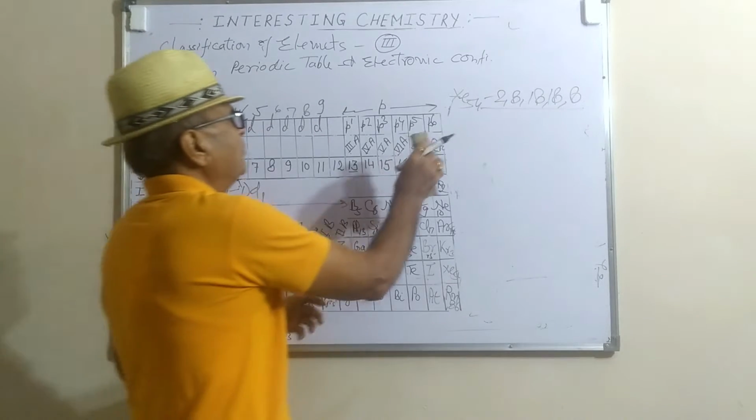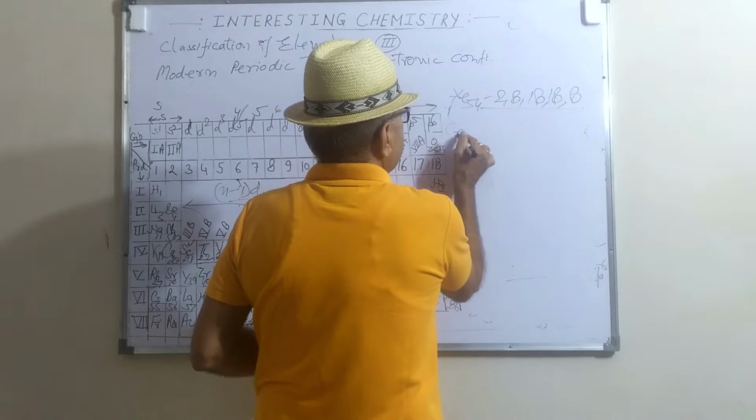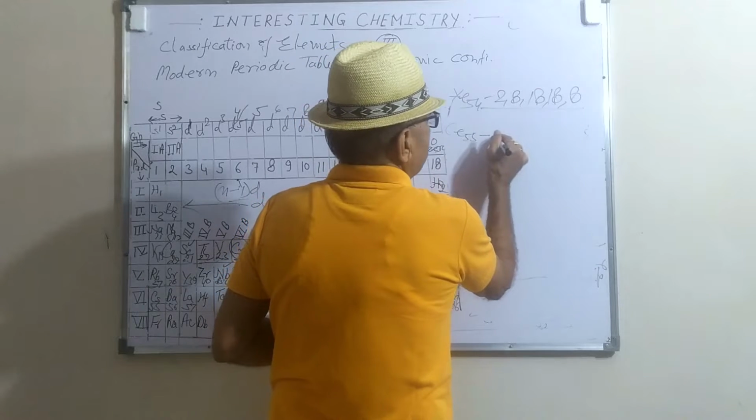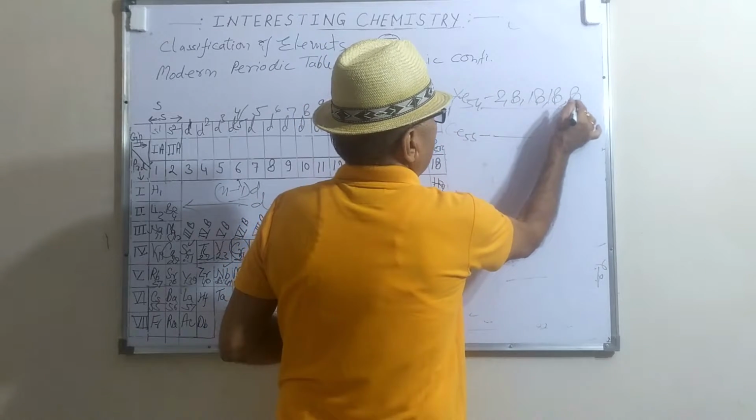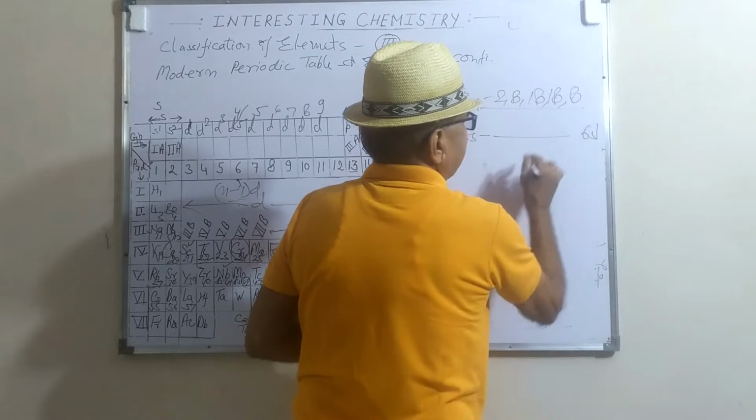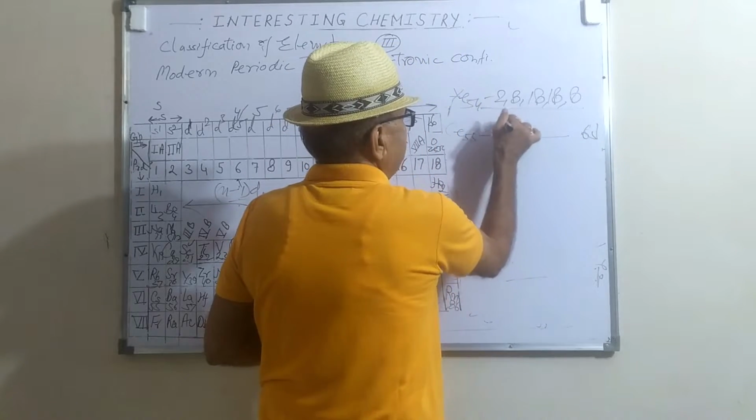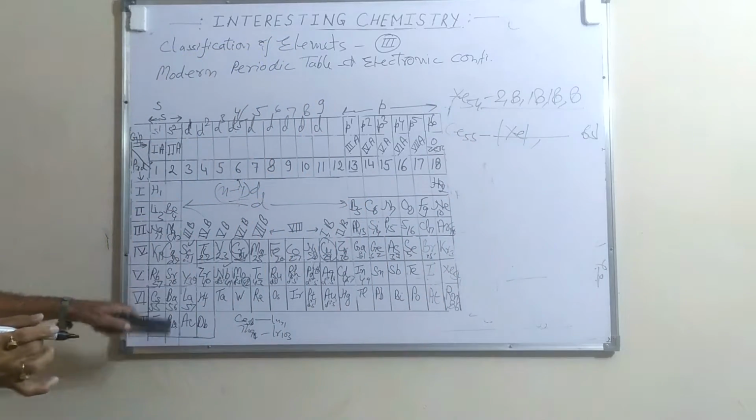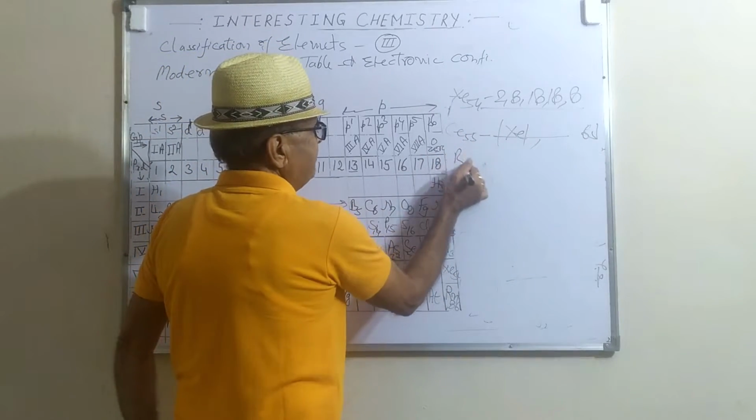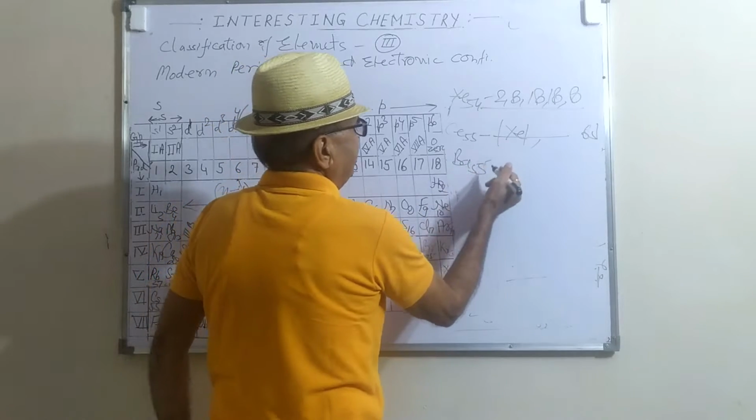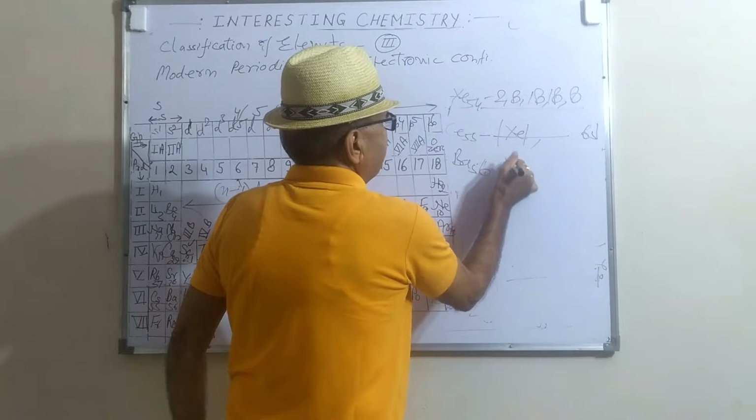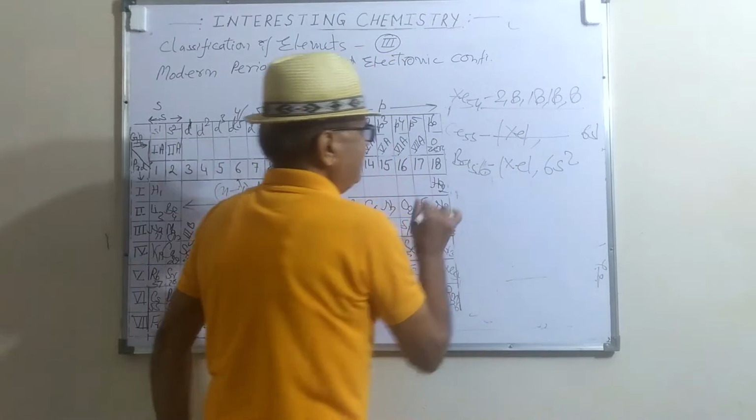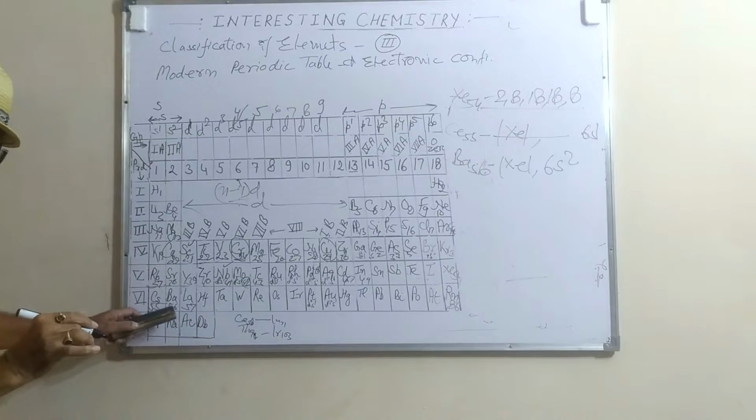So I will tell you about cesium, Cs 55. You will write the same 1, 2, 3, 4, 5 and 6s1 will be here. Or you can write xenon 6s1 for cesium. Then barium, Ba 56: you will write xenon 6s2. In this way.